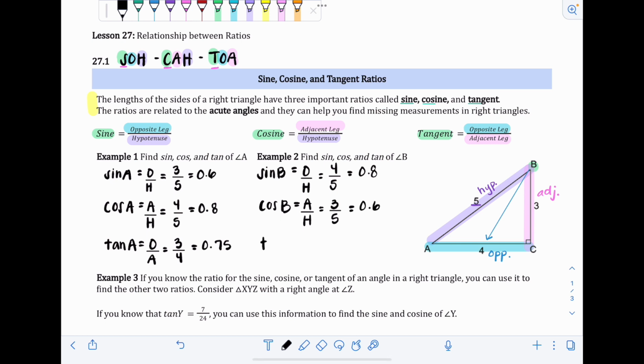And then for tangent of B, tangent is opposite over adjacent, so the opposite side 4 over the adjacent side 3, so 4/3. If I change 4/3 to a decimal, it's technically one of those that repeats forever, so we could write that as 1.3 with a bar over it, or if you needed to round, you could do approximately 1.3 or 1.33, depending on how many decimal places you needed to round to.